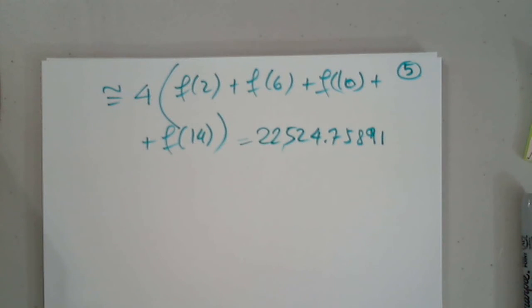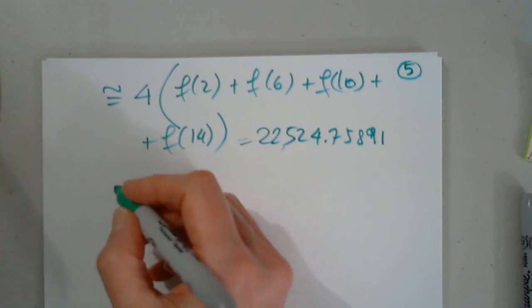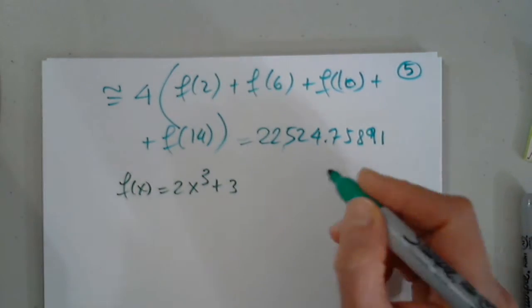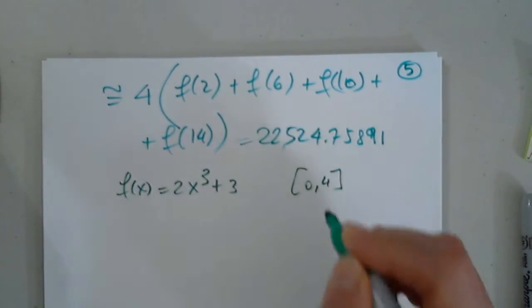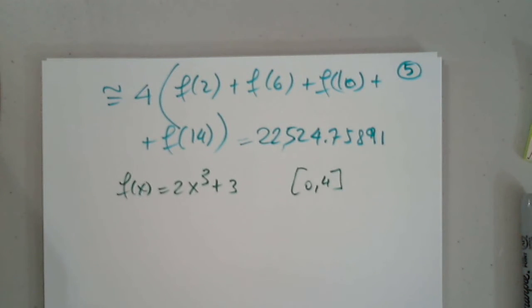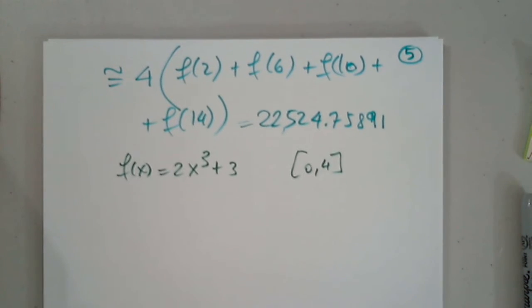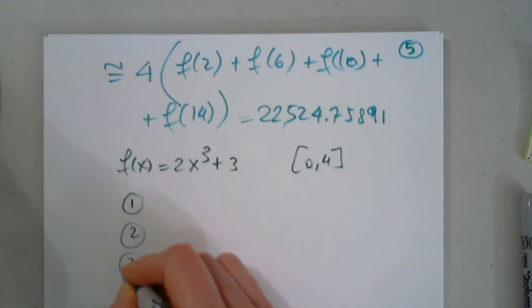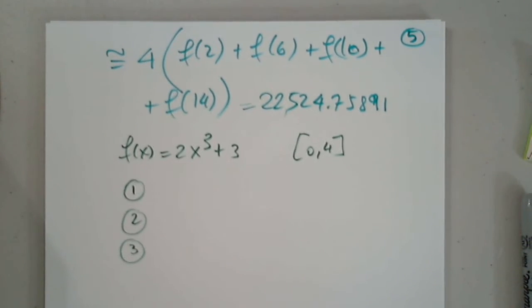Number 3. Oh, the Riemann sum. Yes. Okay, so f of x was 2x cubed plus 3, and the interval is 0 to 4. Okay, very good. So let's take a look. Remember we have 3 preps. Without these 3 preps, we cannot start the limit of the Riemann sum.